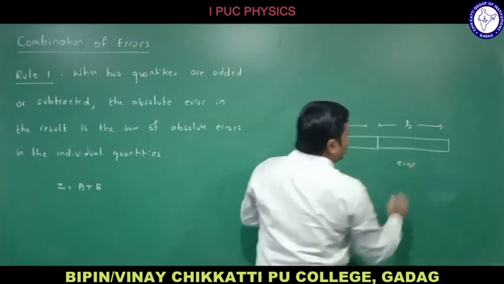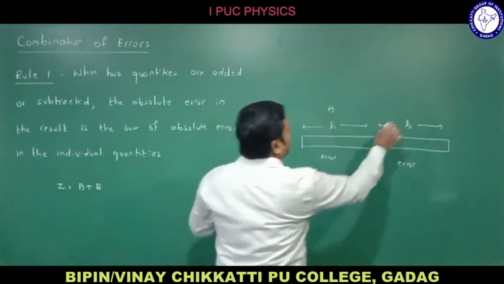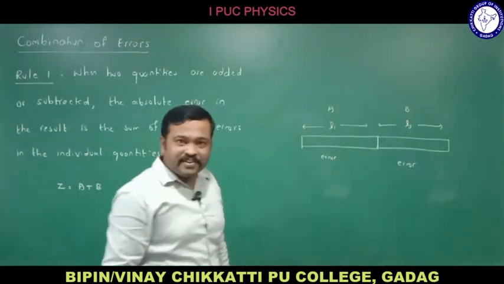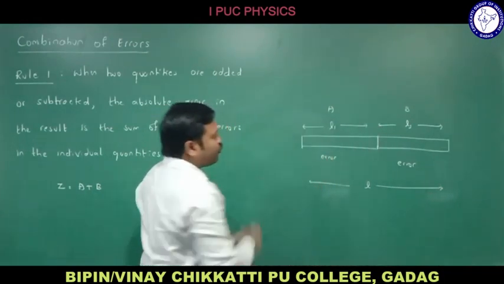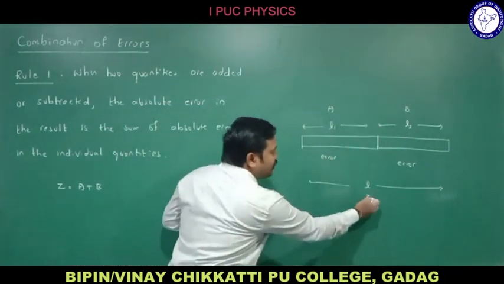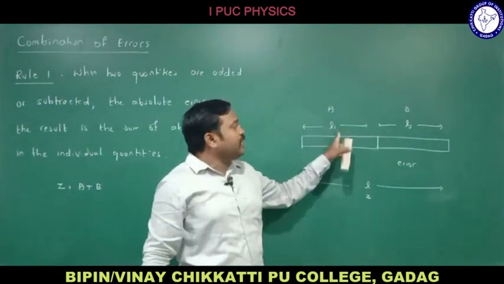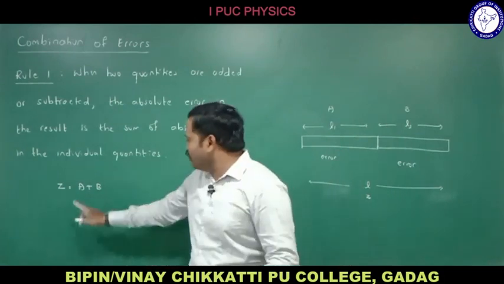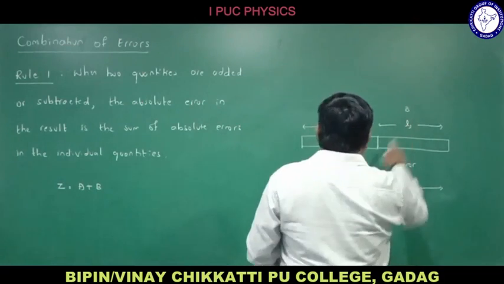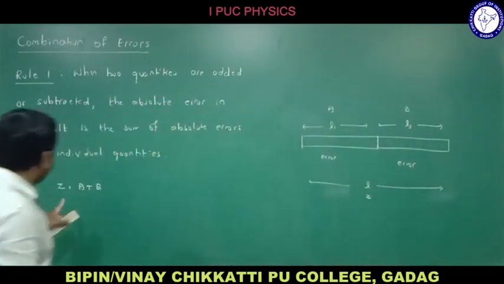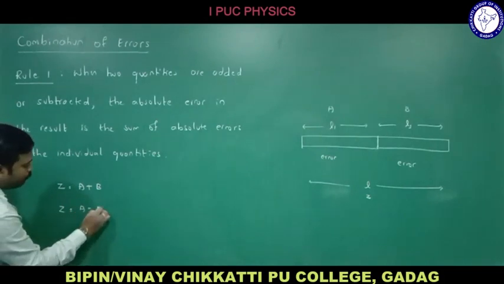Again, there exists error. So let me take L1 as A, and L2 as B. Now I need to calculate the total length of the rod, which is Z. So what is Z equal to? A plus B, meaning total length equals L1 plus L2. In general, I'll be using A and B. So when two quantities are added or subtracted, I am adding here, or let me take another one, that is subtracting, A minus B.